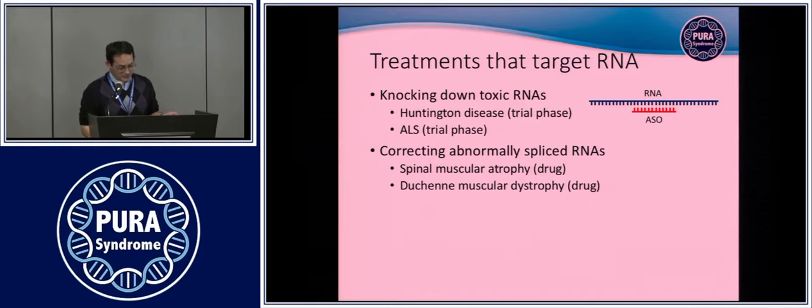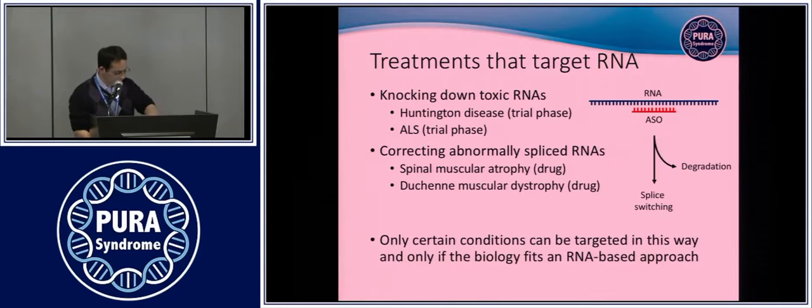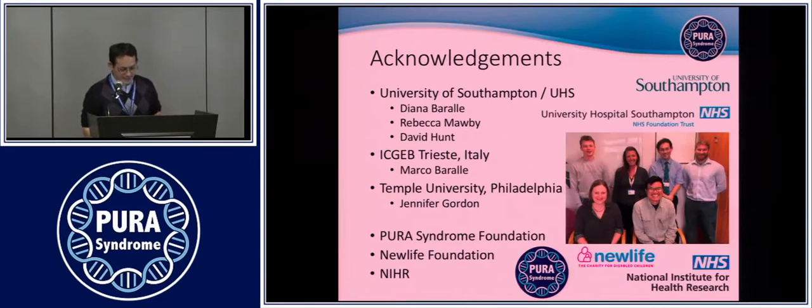Just to illustrate what's happening: you have your RNA target, and you have an antisense drug that recognizes exactly the place that you want to target, and then depending on what it is, it can either degrade the RNA or manipulate the splicing in some way. And so that's really all I wanted to say.